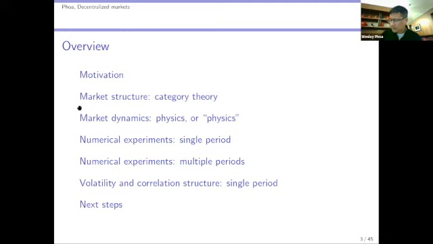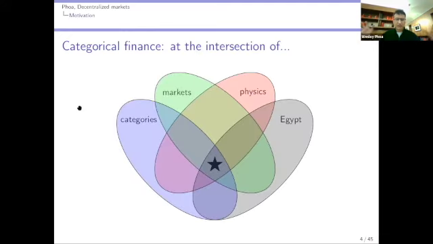Well, the abstract is up on the website, but just to give a quick overview of what is going on here. What I'm going to talk about is the intersection of a couple of different things that I'm interested in: categories from a very long time ago, and markets, mainly financial markets, which is my field today. Physics, which I never really got to study properly as an undergraduate, and which I would like to learn more about one day. And ancient Egypt, which is a more recent interest.